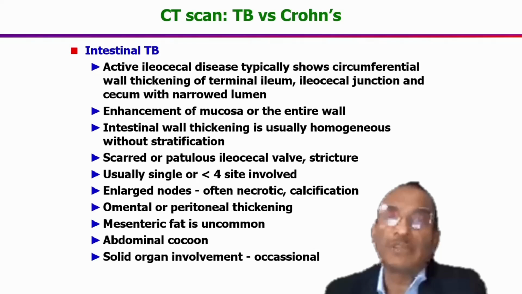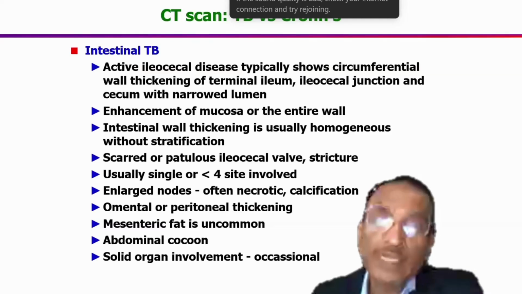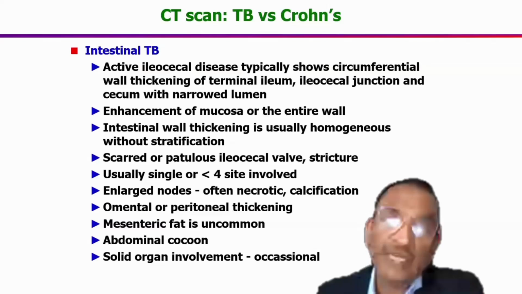often necrotic nodes and often calcification. Calcification is very important, slightly less highlighted in literature, but if present, it goes in favor of TB very strongly. Omental and peritoneal thickening is common, mesenteric fat is uncommon, but mesenteric fat will be common in case of Crohn's disease. Abdominal cocoon can be present, and there can be solid organ involvement like hepatic involvement and all. So that can be seen.